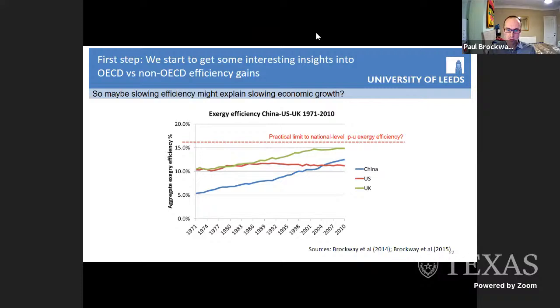So for countries which have this headroom space, like China and like Ghana, where I think Ghana's efficiency was just over 10% and growing, it has a lot more space to increase its economic growth, because part of economic growth, yes, is capital, yes, is labor, but actually a large part is also due to energy efficiency gains.